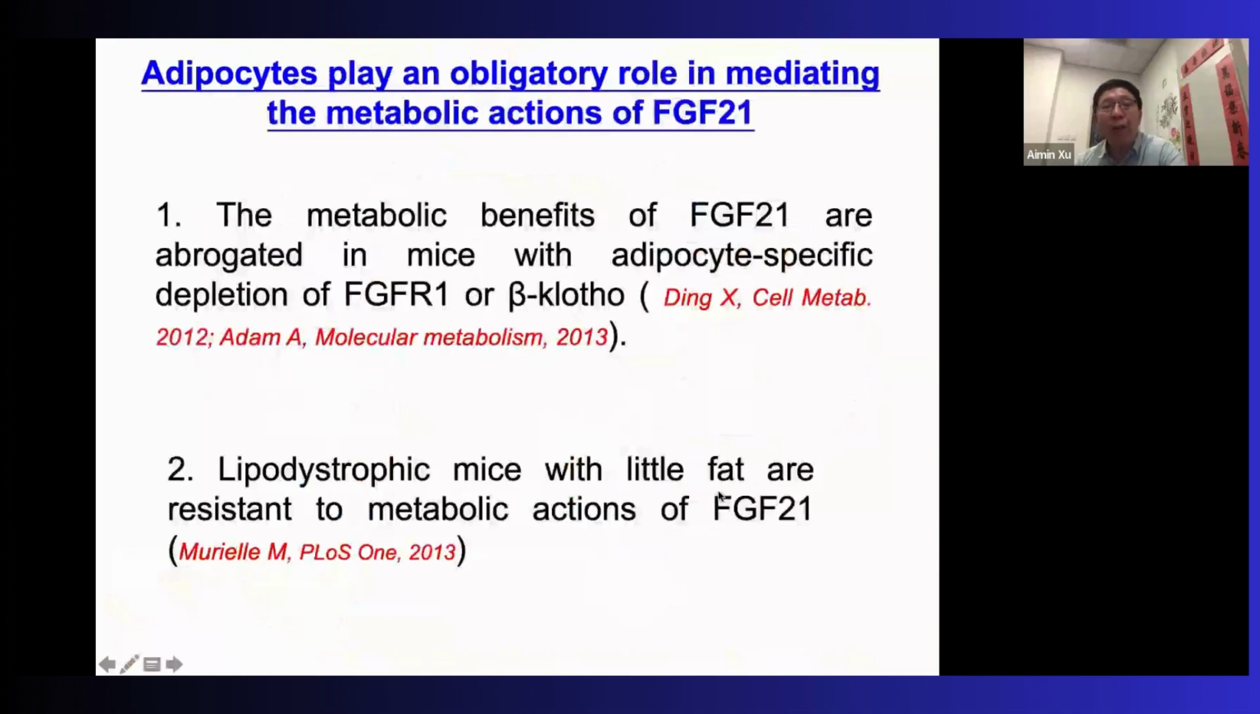There are also studies from other groups showing that adipocytes play an obligate role in mediating the metabolic effect of FGF21. For example, in mice with adipocyte-specific depletion of FGFR1 and beta-Klotho, the metabolic benefit of FGF21 is abrogated. Similarly, lipodystrophic mice without adipose tissue are also resistant to the metabolic action of FGF21.